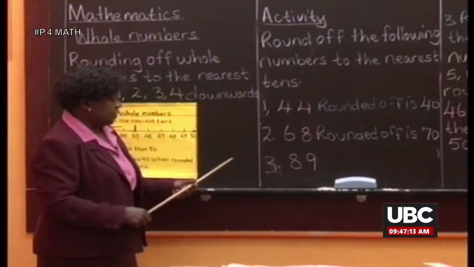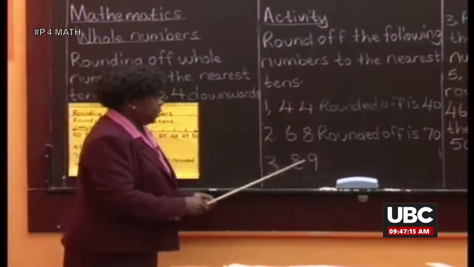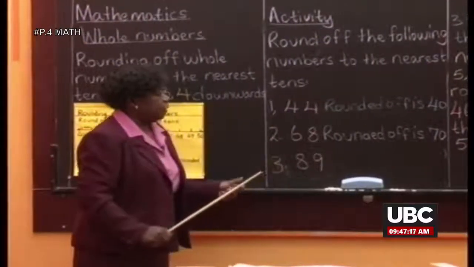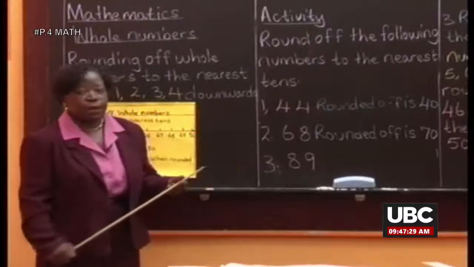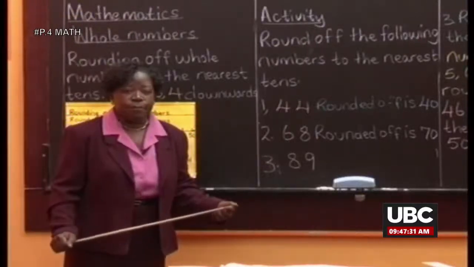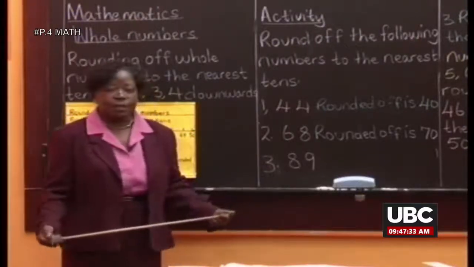Our last number says, round off 89 to the nearest tens. Children, I want you to copy this number and you go and think about it at your home. We shall look at the answer when we meet again.